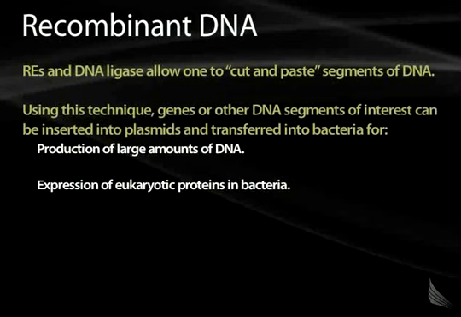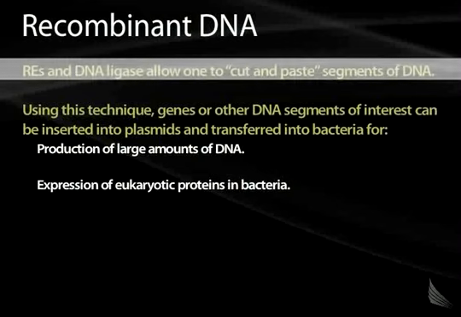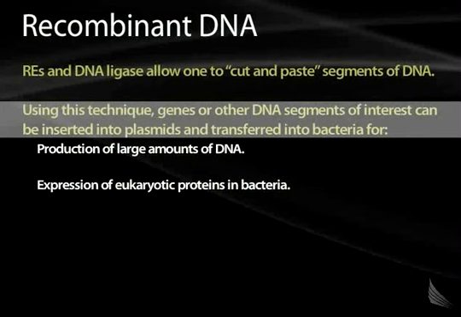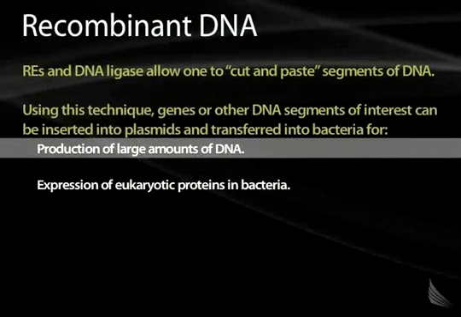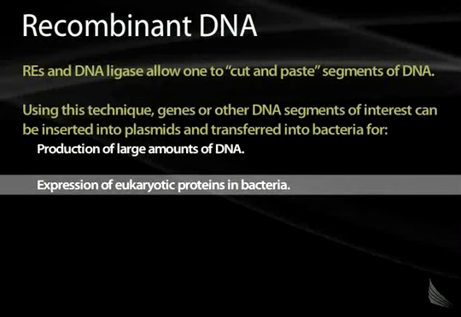The last technique that we'll talk about is recombinant DNA. In recombinant DNA, we use a couple of different enzymes. One is a restriction endonuclease, the other is a DNA ligase. And this allows us to cut and paste segments of DNA from one location, paste them into another location. Using this technique, we can take genes or other DNA segments of interest and insert them into plasmids, which can be transferred into bacteria for the production of large amounts of DNA as bacteria replicate, or for the expression of eukaryotic proteins in bacteria.